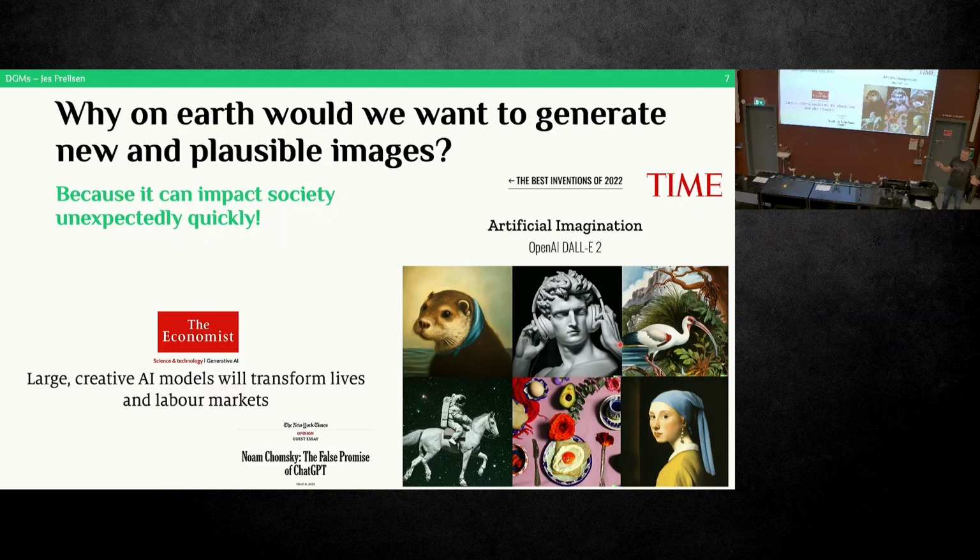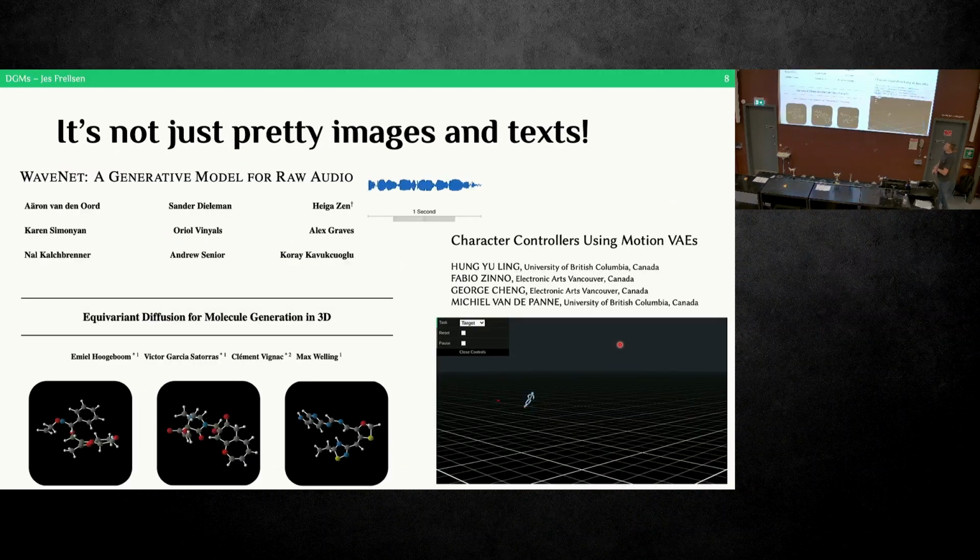You also see how they have big societal impact in many places. It's also not just limited to pretty images and text. There are models for generating audio, and models for generating molecules. I'm sure Victor will mention this this afternoon. There's also a modeling task where it's used to do character control, so we could also use probabilistic models for doing control.